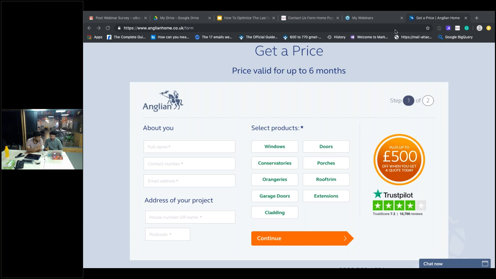As far as the form is concerned, address of your project, you really need to ask, is that the most important thing that we need to ask the user right away? Because what are you optimizing for? You want to get the user's phone number. You want to ask them what they're looking for. If they select windows or conservatories, it'll be great if we select one. If we can select windows, let's see what happens.